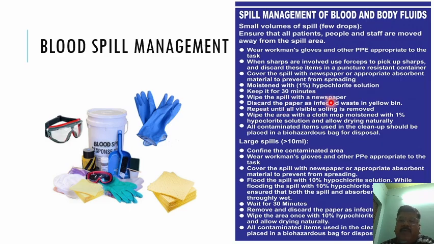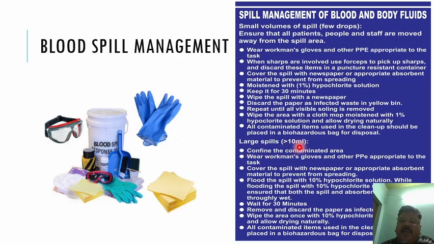Wipe the spill with newspaper. Discard the paper as infected waste in the yellow bin. Repeat until all visible soiling is removed. Wipe the area with a clean mop moistened with 1% hypochlorite solution and allow it to dry naturally. All contaminated items used in the cleanup should be placed in a biohazardous bag for disposal. So the things which are exhausted from the spill kit should be replaced immediately. And the incidents should be reported and recorded in the register kept in the ward or ICU.